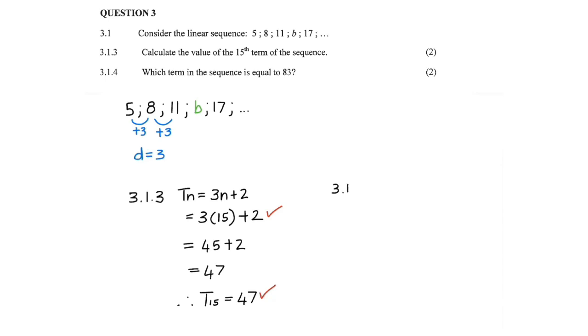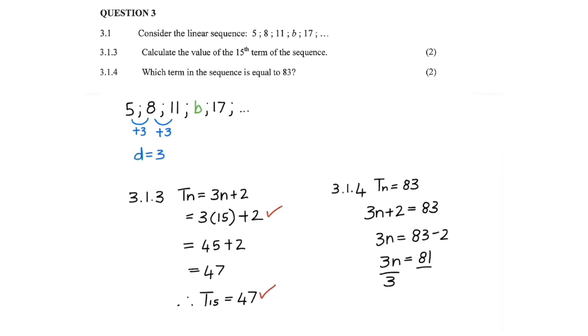Moving on to question 3.1.4. Which term in the sequence is equal to 83? So we need to find which term in the sequence equals 83. So what we'll do is we'll set Tn equal to 83 and solve for n. So we can say that 3n plus 2 equals 83. Then we take the 2 over to the other side. It becomes a negative. 83 minus 2 equals 81.